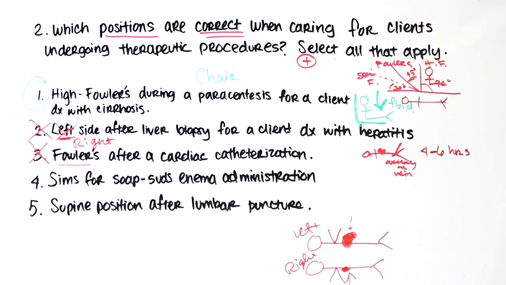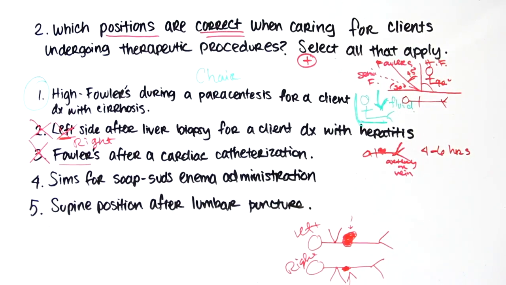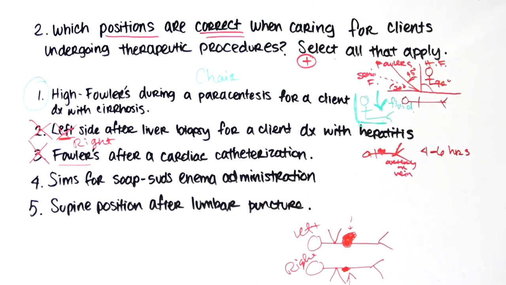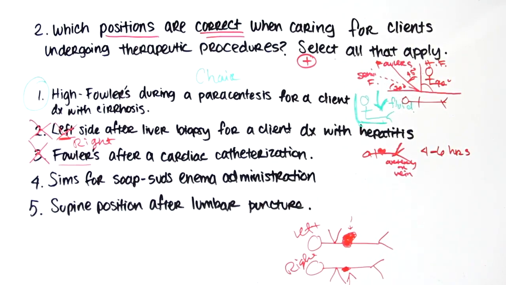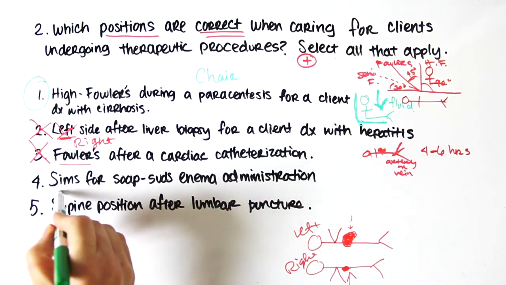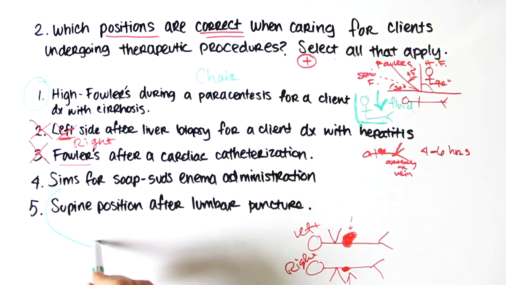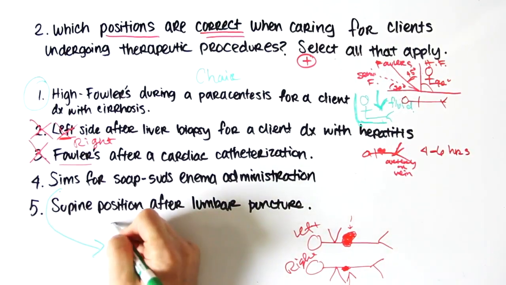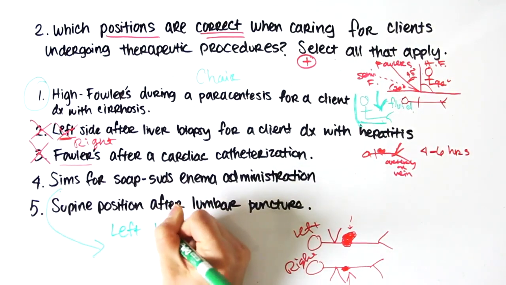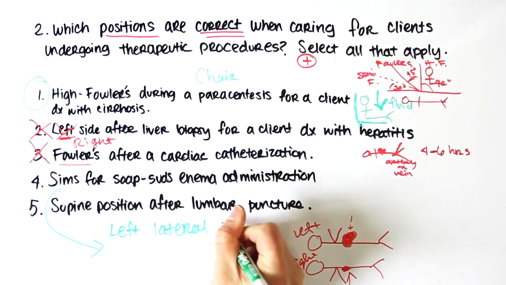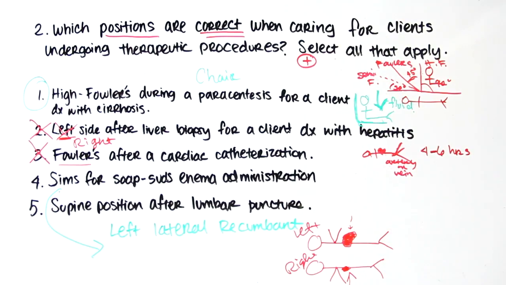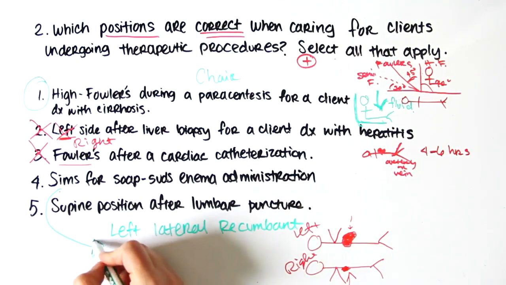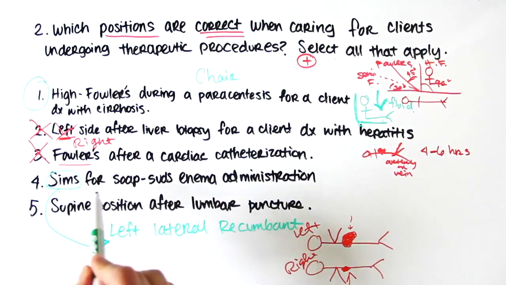Okay. Number 4, SIMS for soap suds enema administration. Is this a correct position? What is SIMS? SIMS is also another name for what, guys? It's my favorite because no one uses it. Left lateral recumbent. Imagine saying that on the floor. Can you help me put my patient in left lateral recumbent? Yeah, right. Okay, so SIMS for soap suds enema.